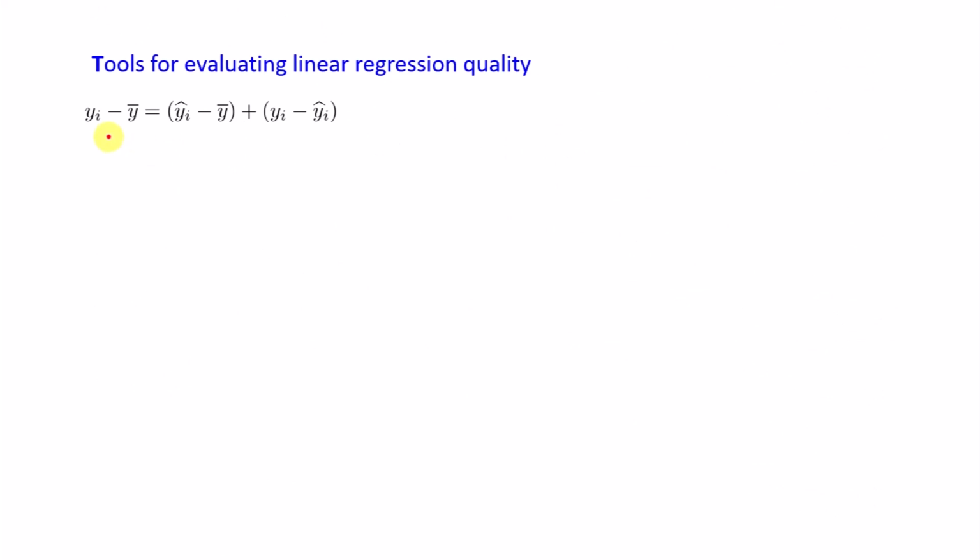Let's start with this yi minus y bar, and why I am taking this quantity will be clear very soon. I can write this as yi minus y hat i, and then y hat i minus y bar. Then I will square both sides. So if I square both sides, I have yi minus y bar whole square, and here I have y hat i minus y bar whole square, and here I have yi minus y hat i whole square.